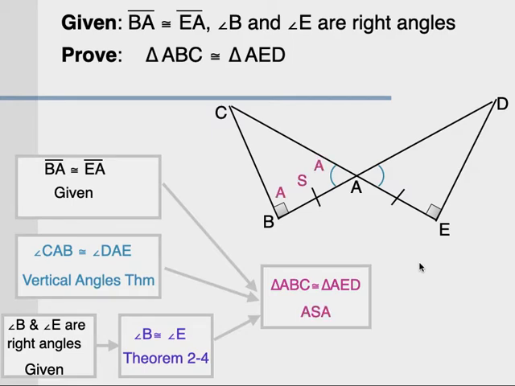If you said ASA, well done, because if you label your A's on the angles that match, S's on the sides that match, it's an angle side angle pattern. The side is between the pairs of matching angles.